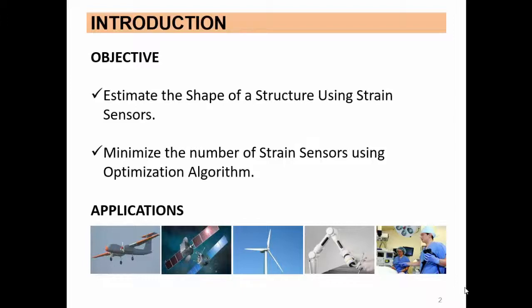Another objective of this paper is to minimize the number of strain sensors, because sensors are costly. So we need to minimize the number of sensors, and for that we will be using an optimization algorithm, and a genetic algorithm is used in this paper.